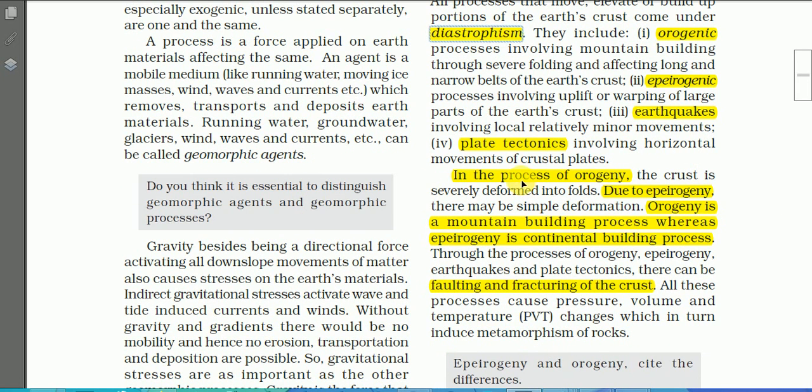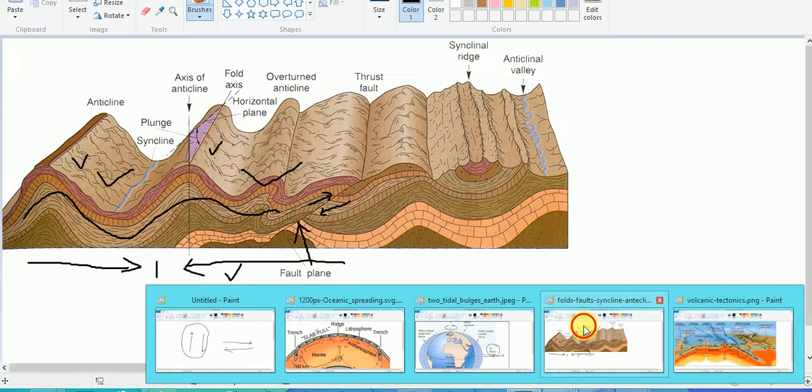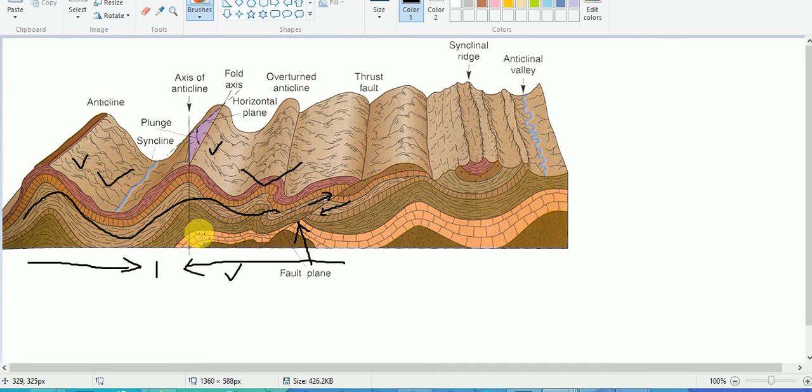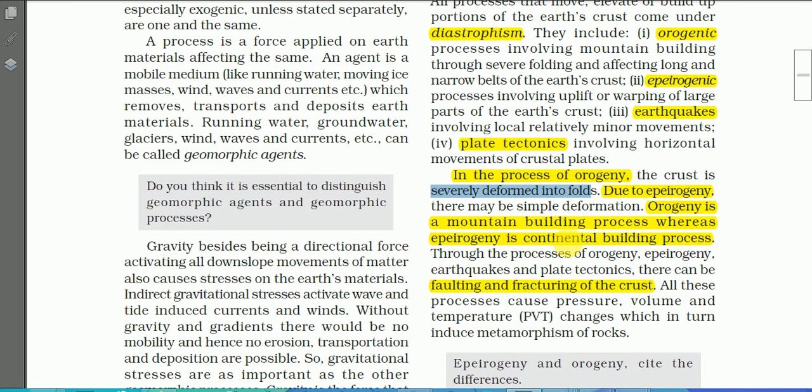Let us proceed. In the process of orogeny, the crust is severely deformed into folds. We have seen that diagram also. Because of this orogeny movement, this crustal portion has been deformed greatly into folds, and due to epirogeny, that is the vertical movement, there may be simple deformation like this faulting process. Orogeny is a mountain building process, whereas epirogeny is a continent building process that we have told you earlier.